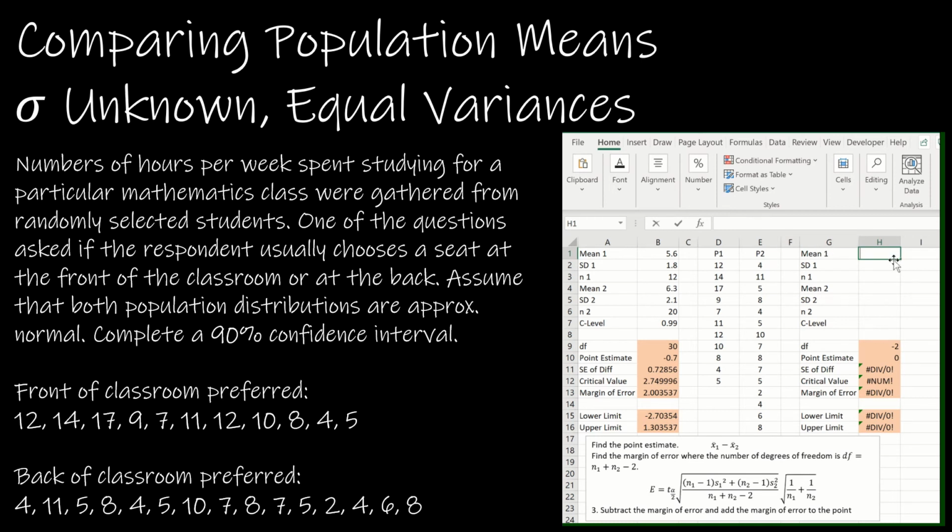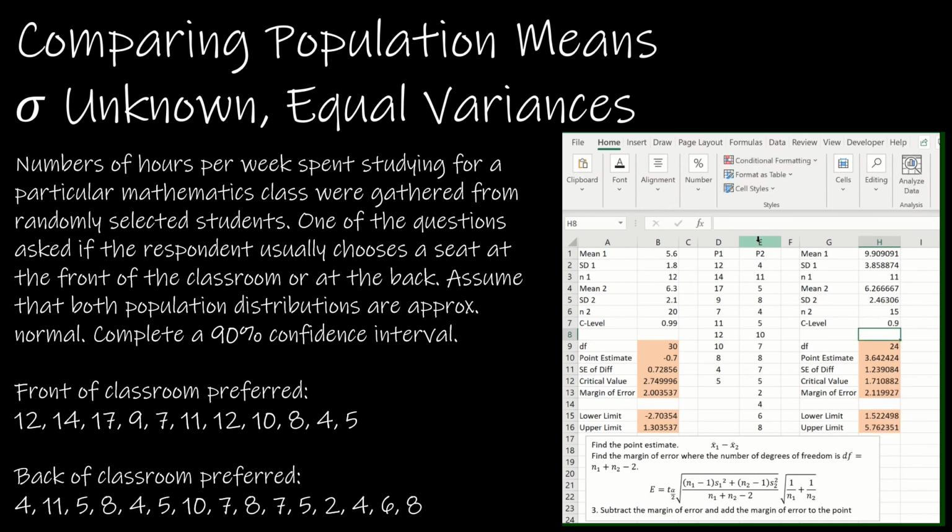So again, I'm going to just use Excel to find the average of the first population, and then the standard deviation of the sample of the first population, and the count of the first population. And then I'm going to do the exact same thing for the second population. Average, standard deviation of the sample, and count. And then the confidence level in this case is 0.9.